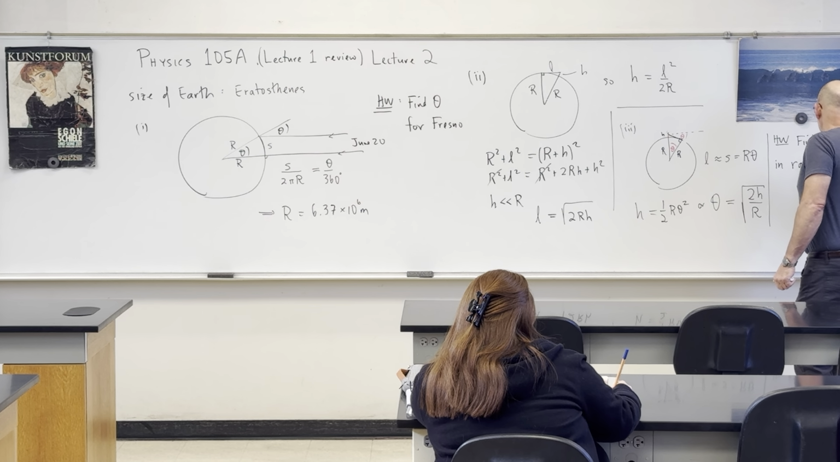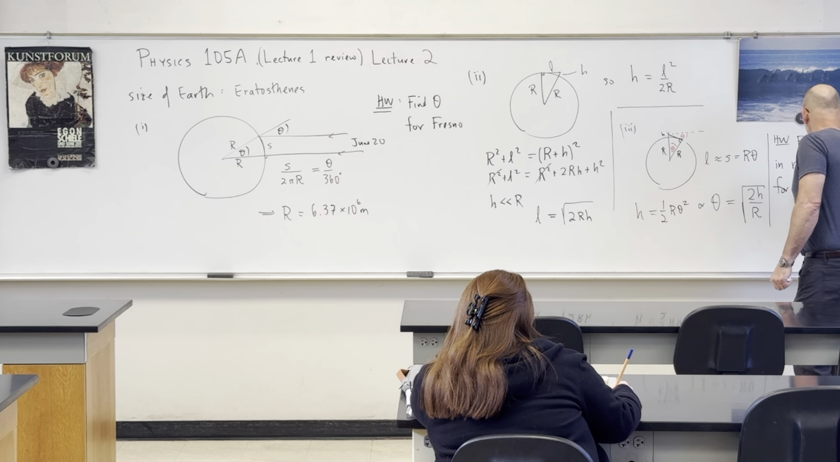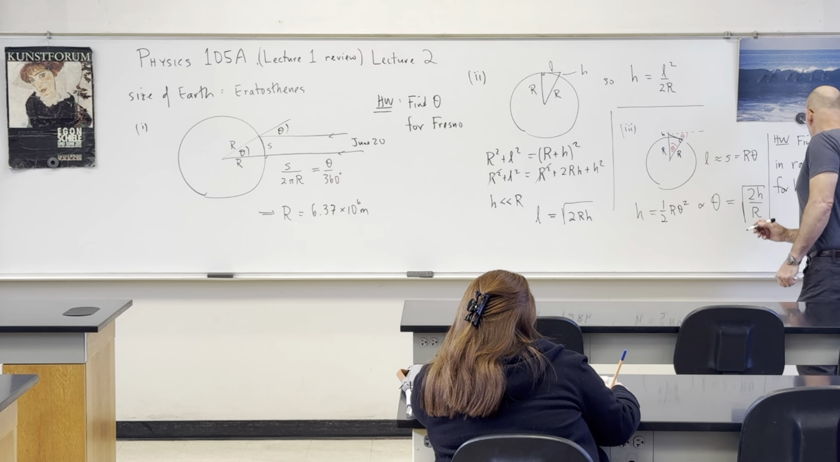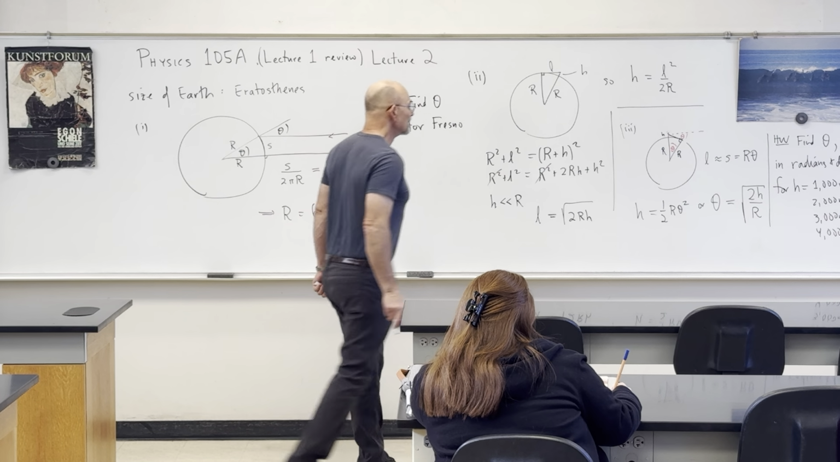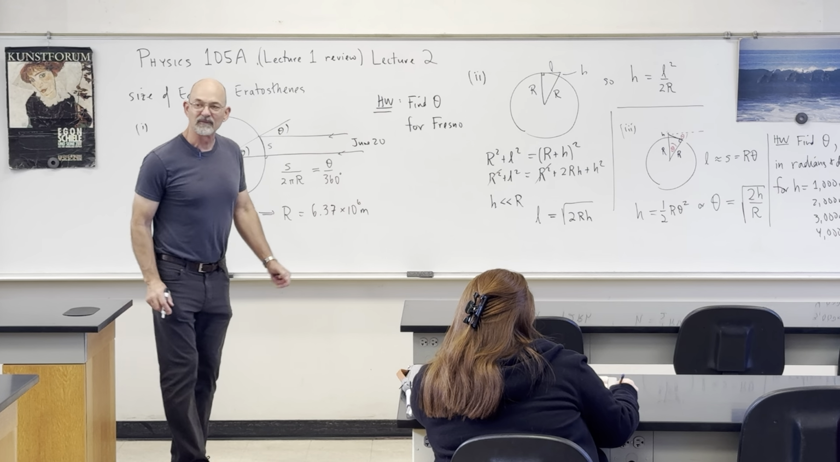And convert to degrees, for h equals 1,000 meters, 2,000 meters, 3,000 meters, and 4,000 meters. How about that? So, yeah, that finishes this particular section that I want everybody to understand.